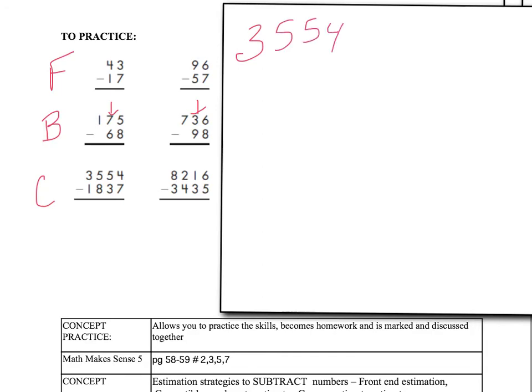3,554. Now our numbers are getting bigger, so it's a little bit harder. 1,837. And we're looking for numbers that are easy to work with. I myself always find it easy to work with numbers that end in a 0. So I'm going to make them all into numbers that end in 0.